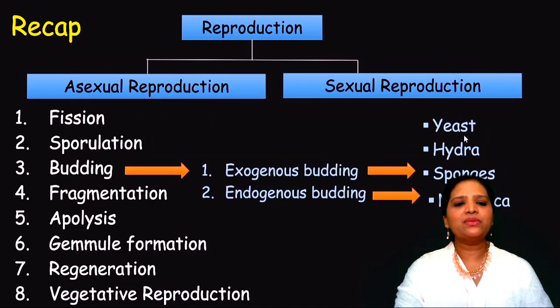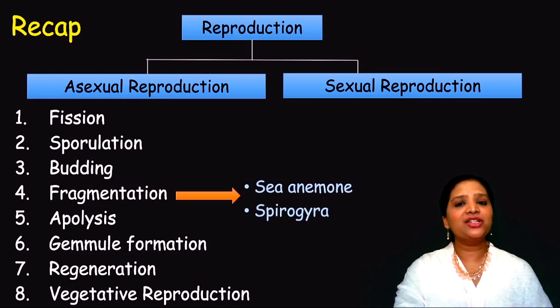In this lecture we have seen budding. Budding has 2 types: exogenous budding and endogenous budding. In exogenous budding, the buds are present outside the parent cell. Examples are yeast, hydra and sponges. Example of endogenous budding: Noctiluca. The 4th method of reproduction is fragmentation, whereby the parent cell gets fragmented and each fragment develops into an adult cell. Examples for this are Animal and Spirogyra.